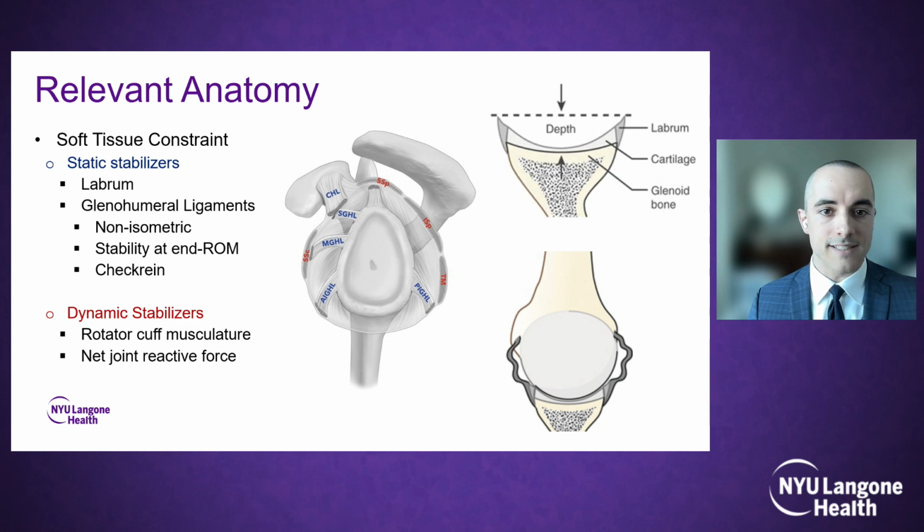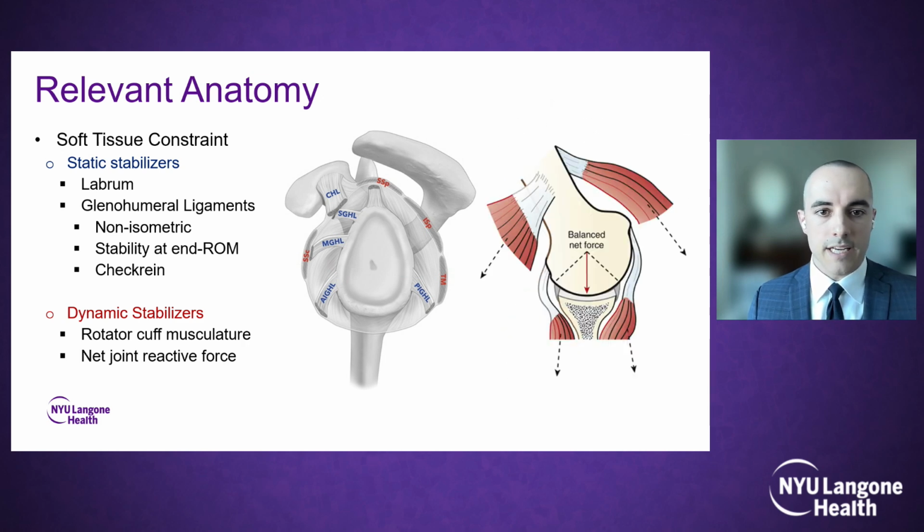And so the shoulder also relies on its dynamic stabilizers, that being primarily the rotator cuff musculature. Each of them has a different vector of pull, but when you find the sum of these vectors, it creates a net joint reactive force. And this net joint reactive force is typically along the length of the scapula or perpendicular to the face of the glenoid. And depending upon the position of the humeral head, as long as that net joint reactive force is pointing at the face or the track of the glenoid, the humeral head remains relatively stable.